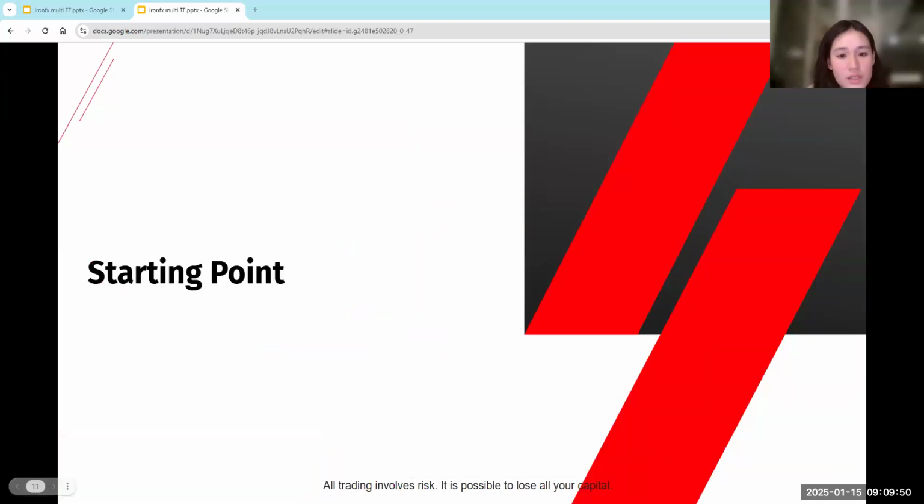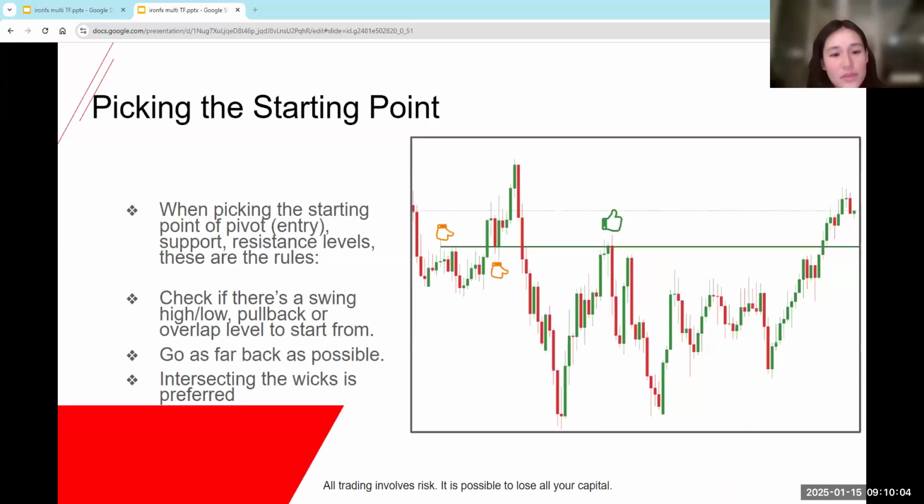Okay, so now that we know how to identify significant swings and how to use them as support and resistance levels, we'll look at some things to look out for when inputting a support and resistance level. So basically, how to pick a starting point. When you're picking a pivot or entry level, there are a couple of rules.